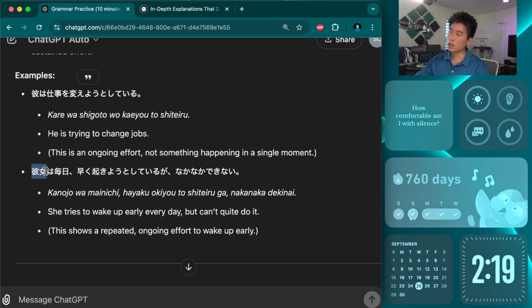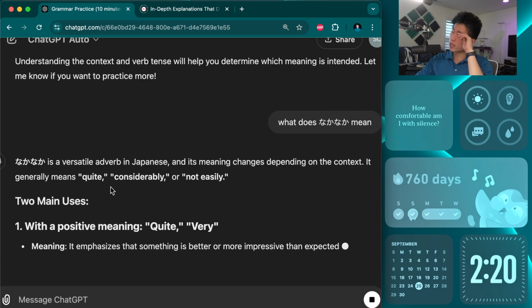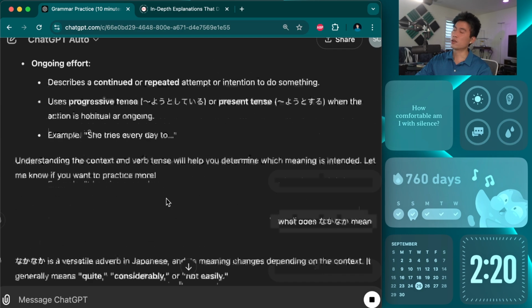And then 彼女は毎日早く, what is that? 起きようとしてるがなかなかできない. What does なかなか mean? Quite considerably, not easily? Okay, got it.